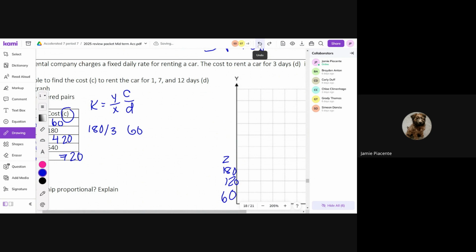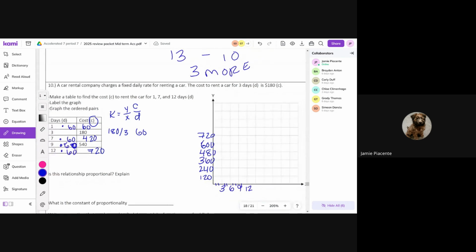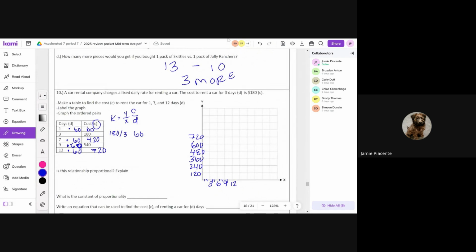Let's count by 120s. Does that work? 120. 240. 360. 480. 600. 720. That's as far as we have to go. Okay. So I'm going to zoom out. Make sure we're still recording. Good. No problems. Okay.